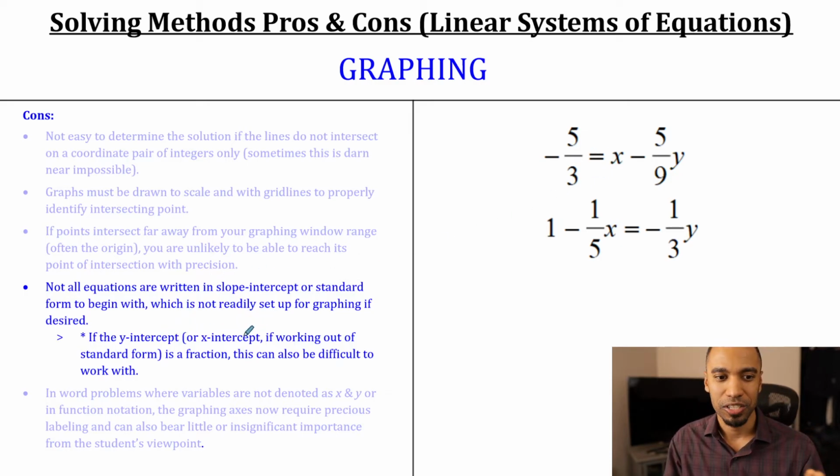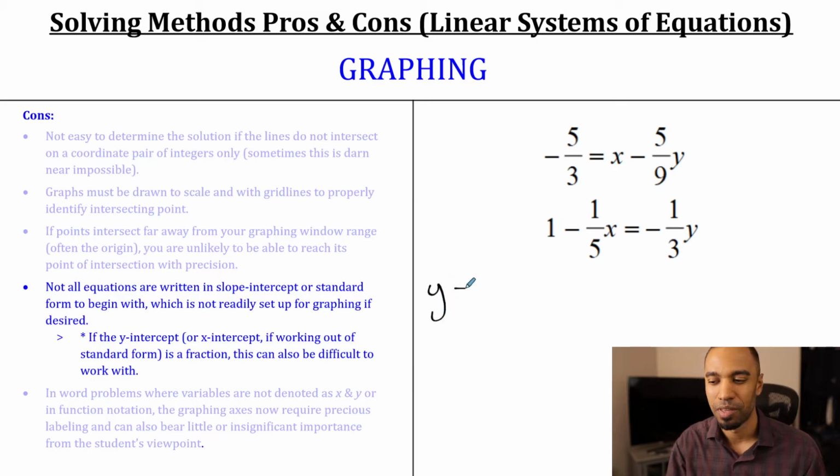If the y-intercept or x-intercept is a fraction, this can also be difficult to work with. So I bet if I got y by itself on these, I bet it's a nice clean y equals mx plus b, where the b is an integer, not a fraction. But you can see right now, this isn't fun for anybody involved for any kind of problem. I don't even know why I threw that one out there.